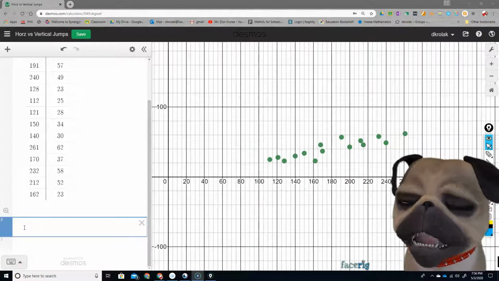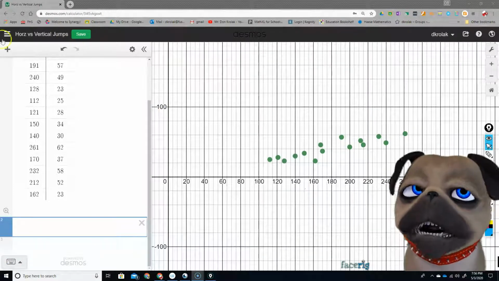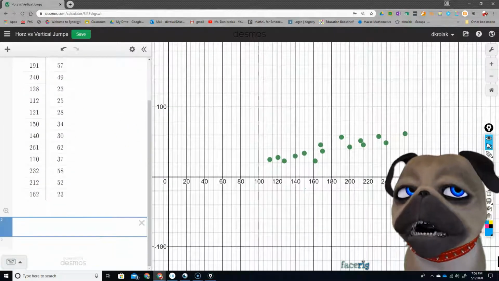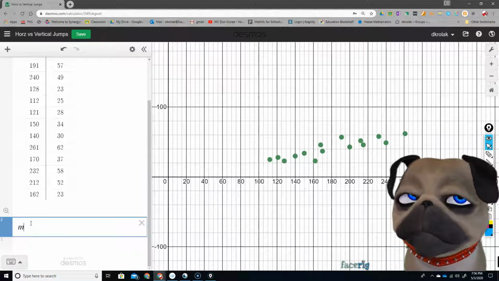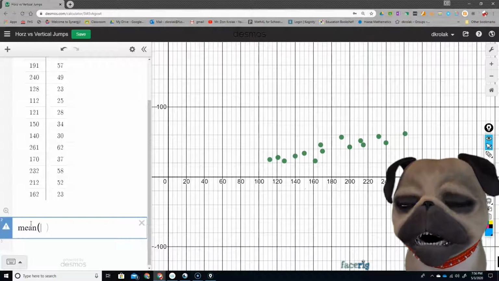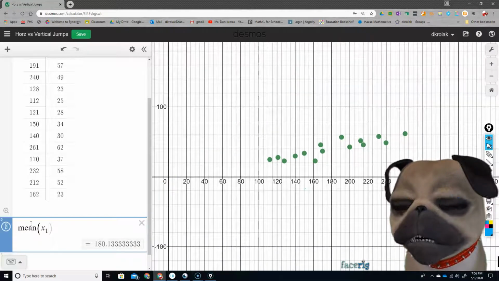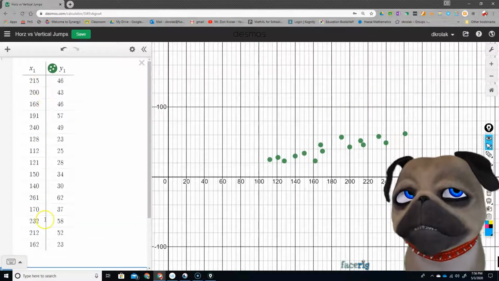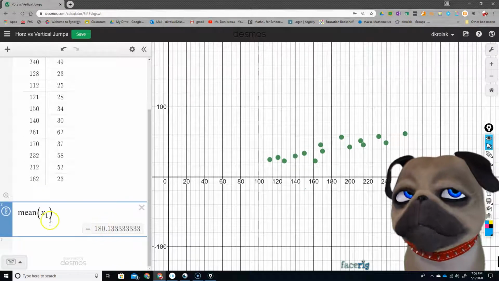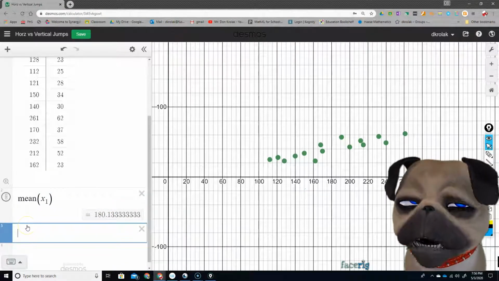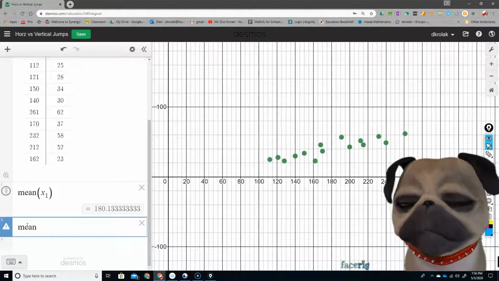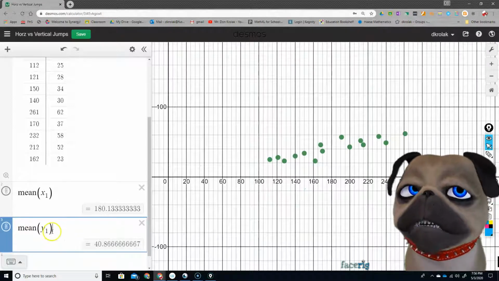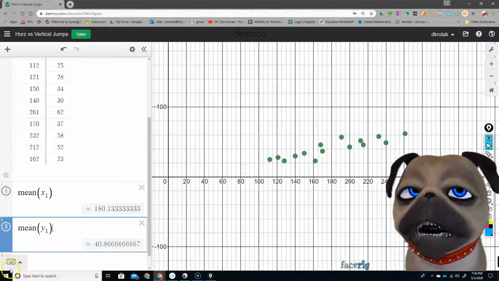Okay, so to get the mean, instead of having to add all these x's up and divide by 15, I can just type in the command mean, parentheses, x1. What that does is it takes all the data in x1 and calculates the mean. So that's 180. All right, now I want to find the mean of the y coordinates. So I just go mean, parentheses, y1, and that's the mean of my y coordinates.